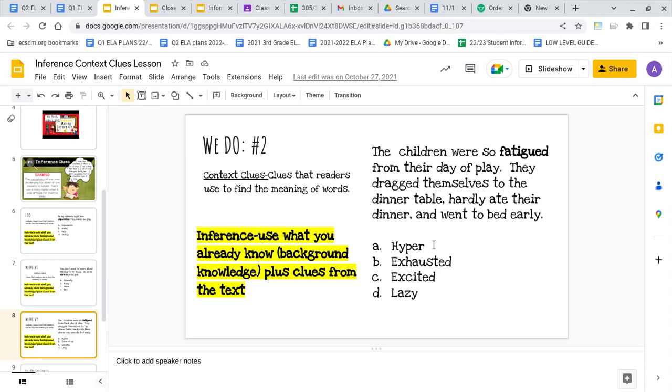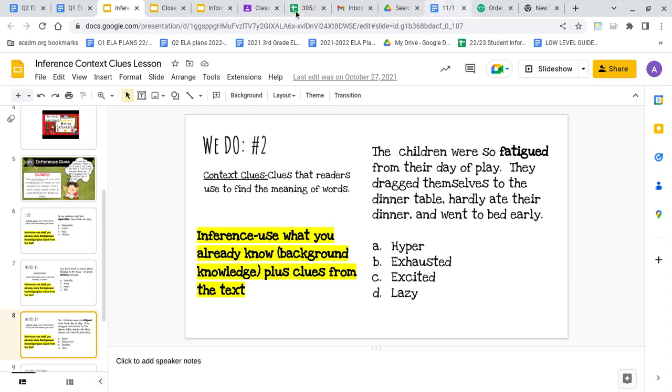Hyper doesn't make sense here. If I'm hyper, I'm not going to bed early. If I'm excited, I'm not dragging myself to the dinner table. And if I'm lazy, that wouldn't justify going to bed early and hardly eating our dinner. The only thing that makes sense is exhausted.